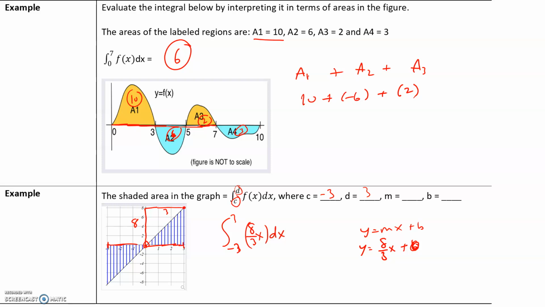Limits of integration are -3 to 3. Those are the x values over which we're looking for the area. And the function is just this line, which has a slope of 8 over 3, y-intercept of 0. That's going to be 8 over 3 x dx.